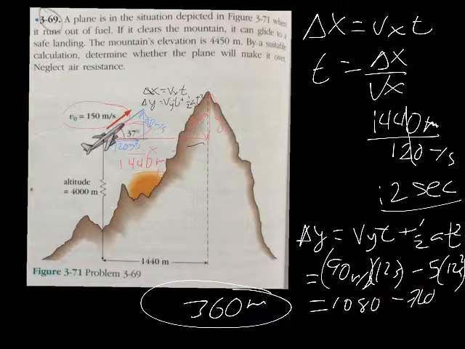Okay, so what did we just calculate? The distance vertically. This plane going at that velocity, at this angle, in 1,440 meters, is going to be at an altitude of 360 meters. How high is the mountain? 450. Game over.